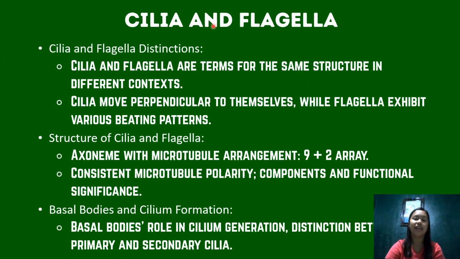So, cilia and flagella, commonly seen in cell biology, have a characteristic structure revealed in electron micrographs. Yung axoneme, yung core nila, nagko-consist ng central pair forming the 9 plus 2 array. So, lahat ng axonemal microtubules, nagsasame sila ng polarity. So, the axoneme includes components like radial spokes, interdoublet bridges, and axonemal dynein arms, responsible for generating bending motion.